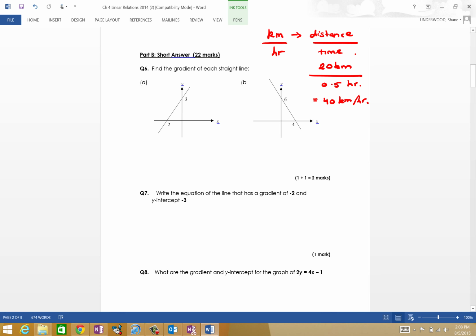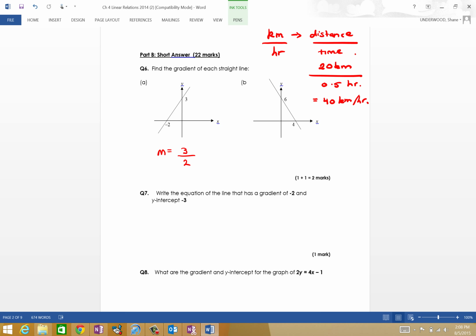Now, what points, I might just go over. Zach, can you explain to me how you would find the gradient of part A? What would you do? Just rise over run. Rise over run. Okay, so tell me, how much is it rising? 3. So it's rising 3, and the run is? I think 2. Yep. So this one's a pretty straightforward, easy one.